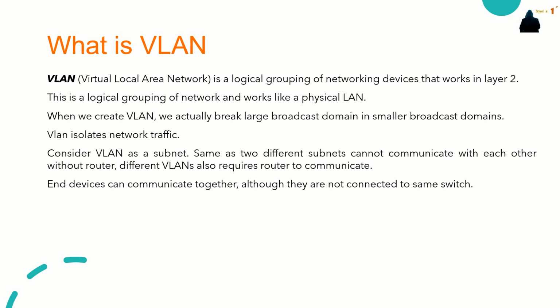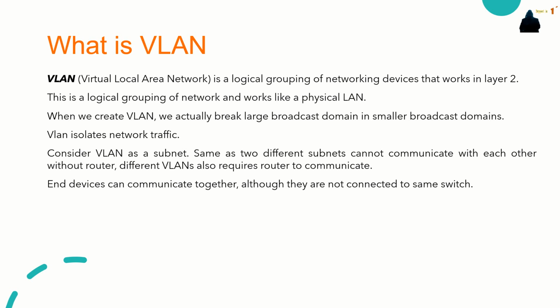Consider a VLAN as a subnet. Just as two different subnets cannot communicate with each other without a router, different VLANs also require a router to communicate. But using VLANs, you can establish connection between different subnets, different networks in layer 2. Without VLANs, a switch cannot establish this connection and must use a router.